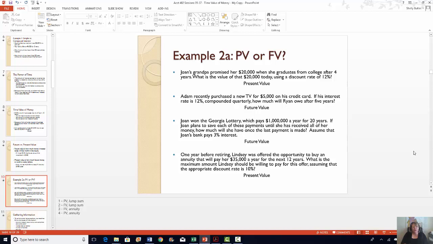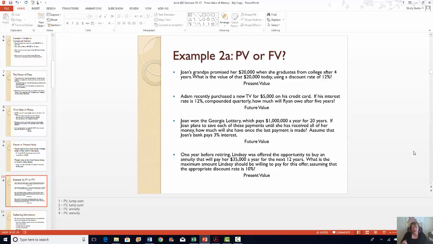So now Joan won the Georgia lottery, which pays $1 million a year for 20 years. If Joan plans to save each of these payments, can you imagine the self-discipline she would have? I couldn't do it. I just couldn't do it. I would invest a bunch, but I would still spend some.